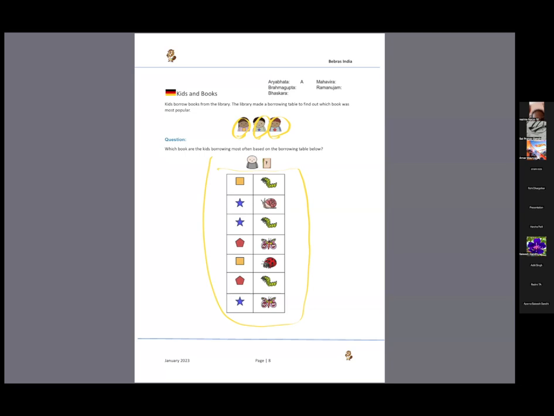And within this table, you can see next to each book. So, for example, there's a book about caterpillars and there's a book about snails. So, next to each book, it's written who has borrowed that book. So, for example, the caterpillar book was borrowed by the square child. So, the question is from this table, which book has been borrowed the most?